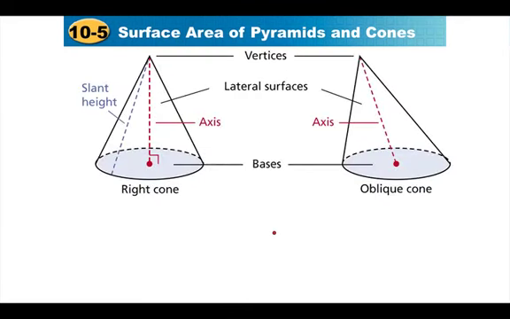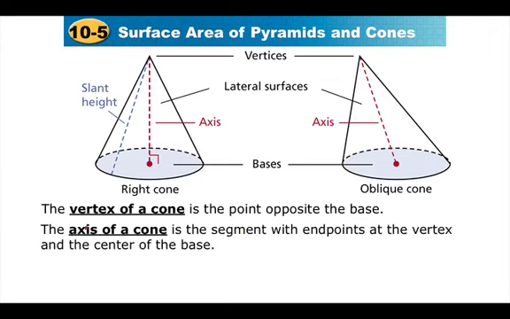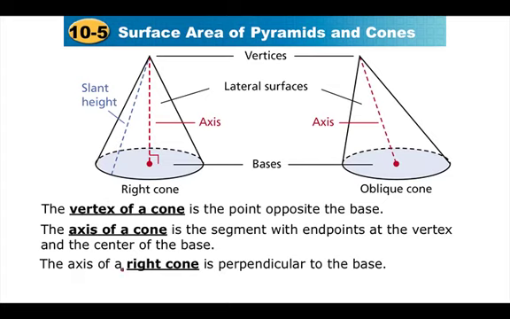Terms that you should know. First, the vertex of a cone is the point opposite to the base. So here's your base. This is the vertex of this cone. In the same manner, here's the vertex of the other cone. The axis of a cone is a segment with endpoints at the vertex and the center of the base. So these are your axes of a cone, and the axis of a right cone is perpendicular to the base.